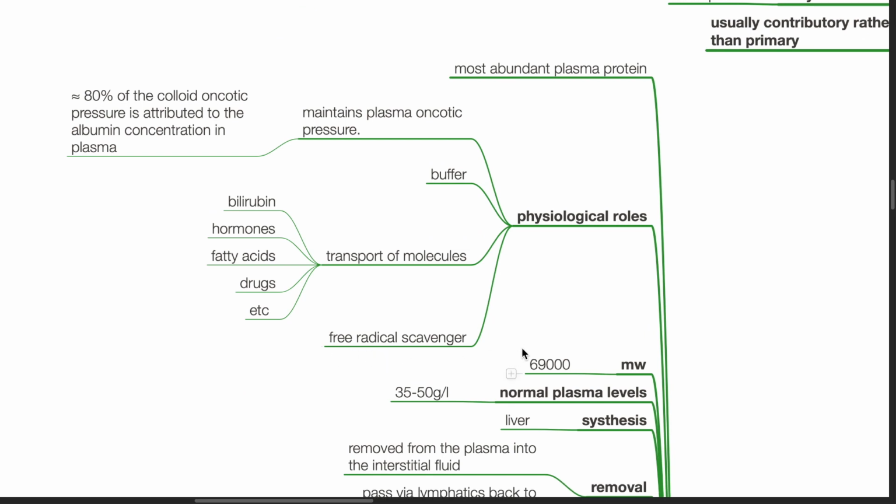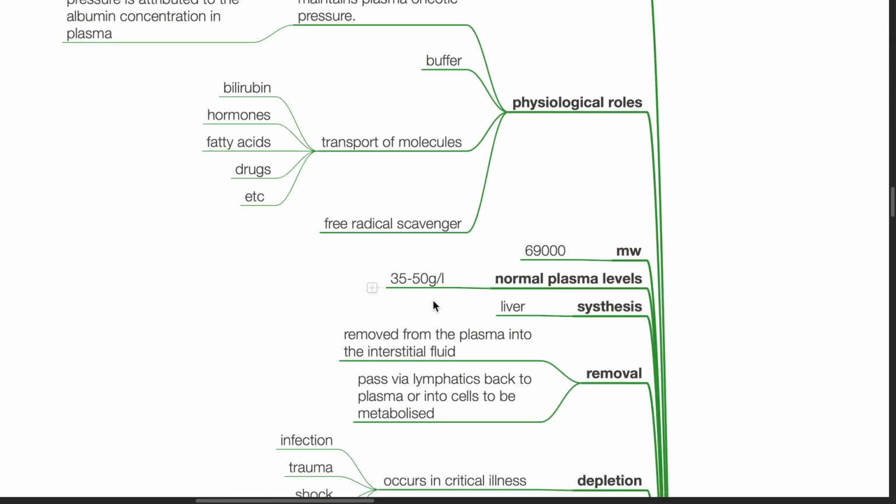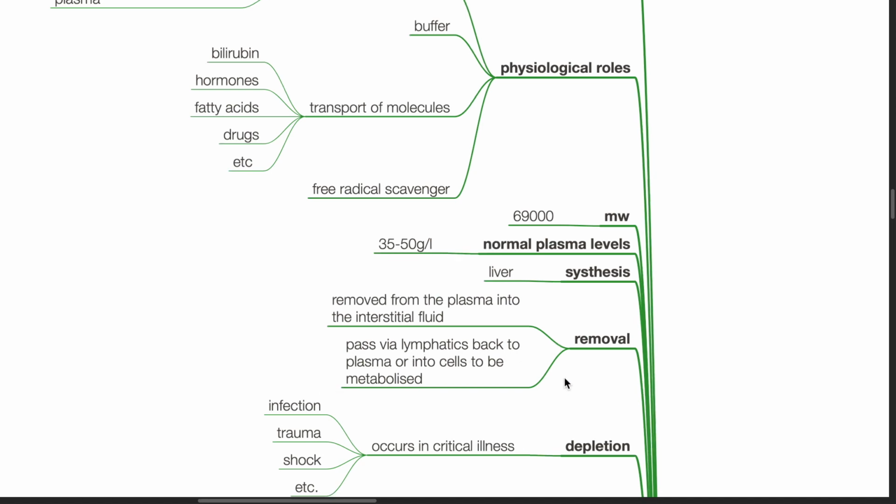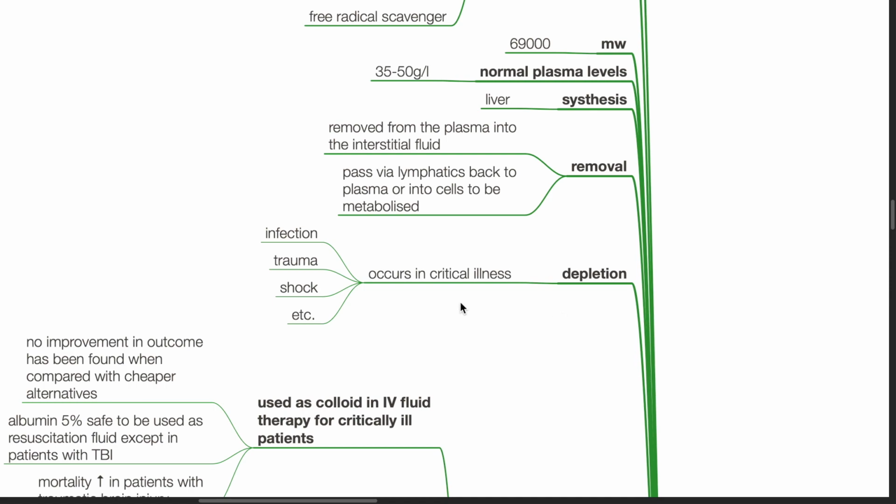Molecular weight 69,000, normal plasma levels 35 to 50 grams per liter, synthesized by the liver. It is removed from the plasma into the interstitial fluid, and passes via lymphatics back to the plasma or into cells to be metabolized. Depletion occurs in critical illness such as infection, trauma, and shock.